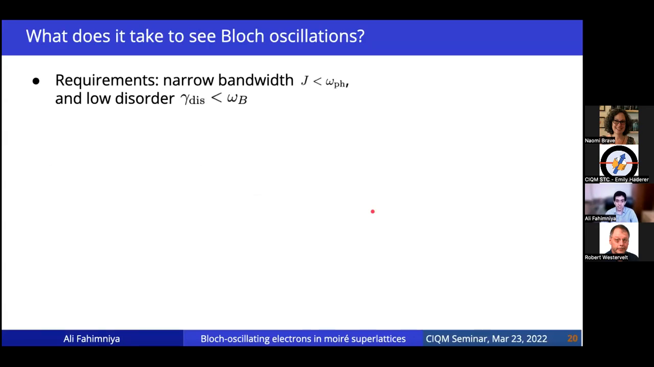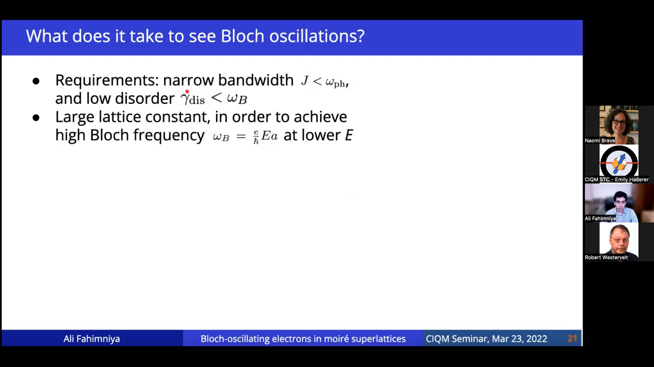What does it take to see these oscillations, and what are the requirements? As I said, scattering is the main enemy of the oscillations, and therefore, to mask them, the key is to have a very narrow band in order to block phonon scatterings, and also have high mobility in order to block momentum scattering. What's the optimal lattice constant? The larger it is, the better, because that way we can see this phenomena at weaker electric fields.